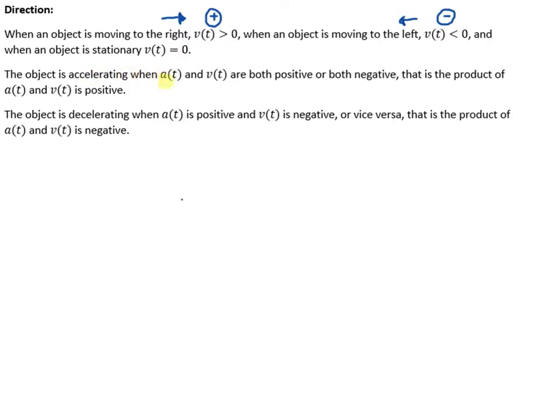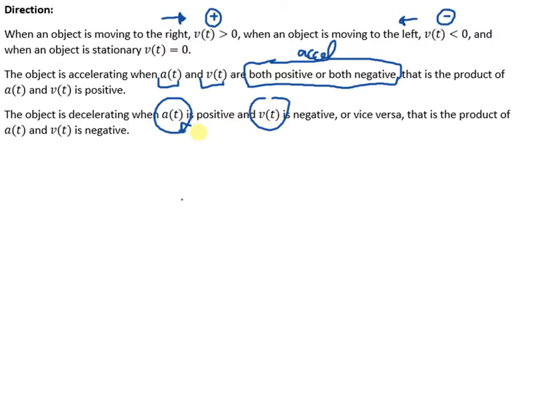The object is accelerating when the acceleration and the velocity are both positive or both negative. So this is an acceleration. That is, the product of the acceleration and the time is positive. Now it's decelerating when either a at t or v at t is negative, because what we're looking for here is that the product of a at t and v at t, the acceleration and velocity, is negative. So keep those in mind as we move forward with the questions.